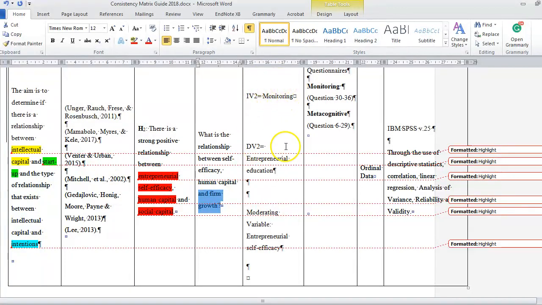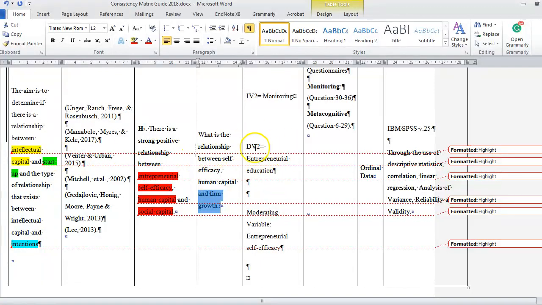Now you come to the variable. She says independent variable is monitoring. She has no variable called monitoring in any of the 3. And then she's got intrapreneurial education. She's got no variable called intrapreneurial education from the other 3 statements.